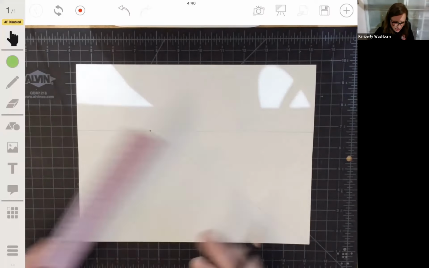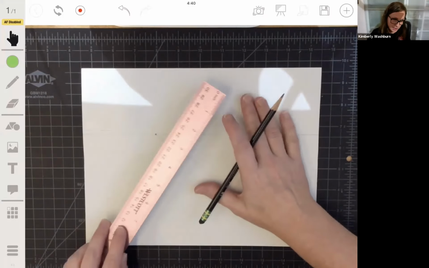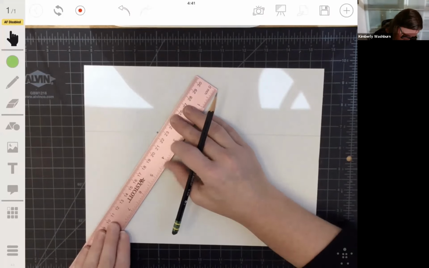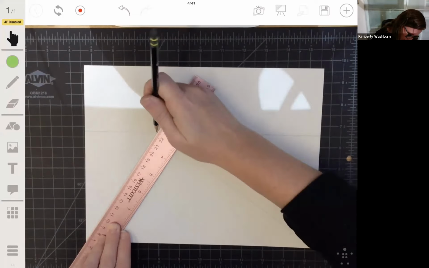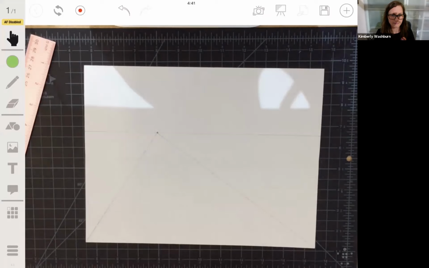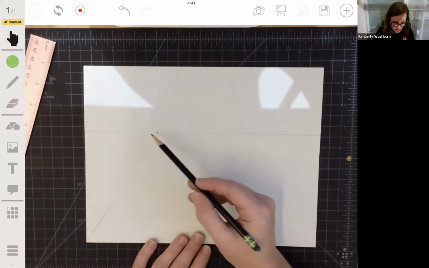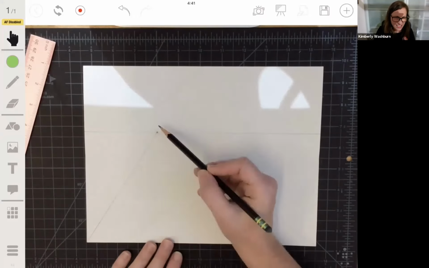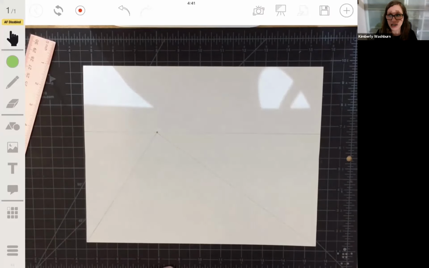Now I'm going to do the same exact thing with the left corner of my paper and the vanishing point. So I'm just going to line up my ruler with the corner and with the vanishing point, and I'm going to make a line just like that. You'll notice that my lines are not the same. That's because my vanishing point is not in the middle. So I have one line that's a little more steep than the other line, and that's just fine. That's actually just exactly right.